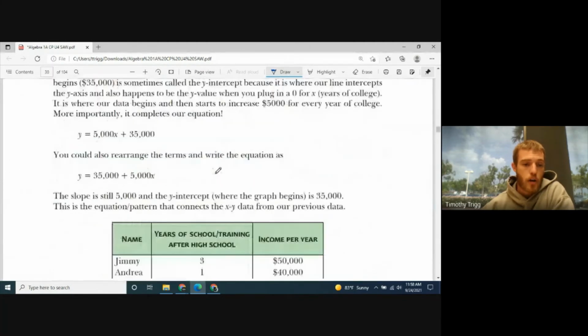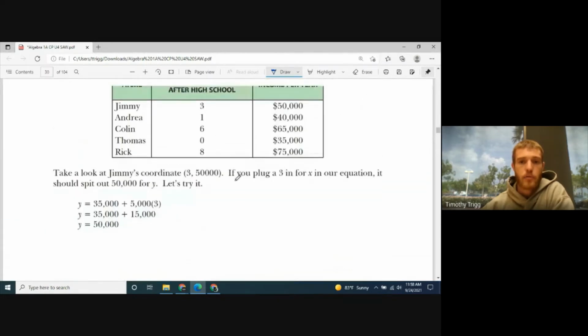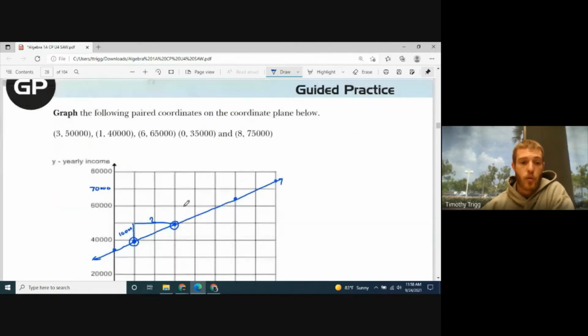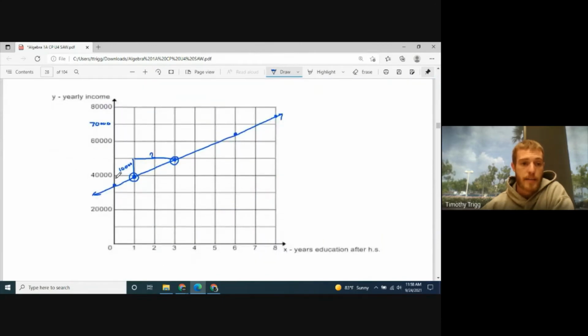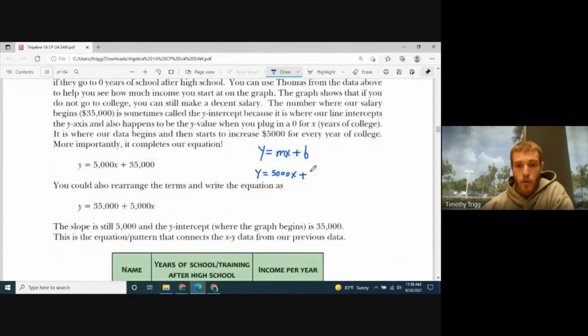Okay, so our equation is y equals mx plus b. Our m, in other words, our slope, is 5,000. Y equals 5,000x plus, and then what's the y-intercept? So when we look at our graph, the y-intercept is where it crosses the y-axis. So that's going to be 35,000. So our y-intercept is 35,000.